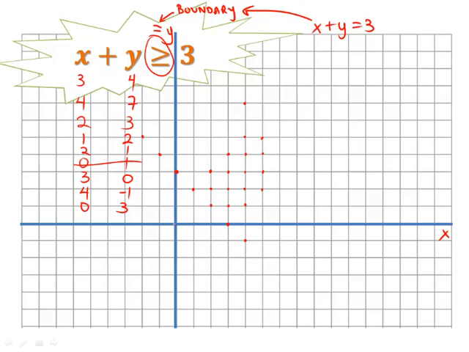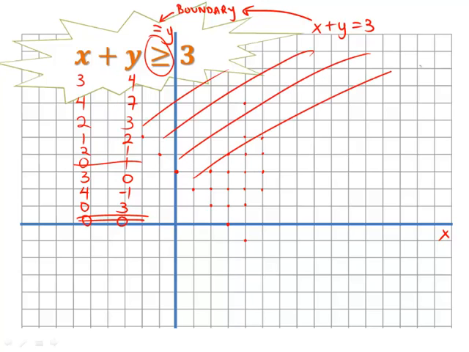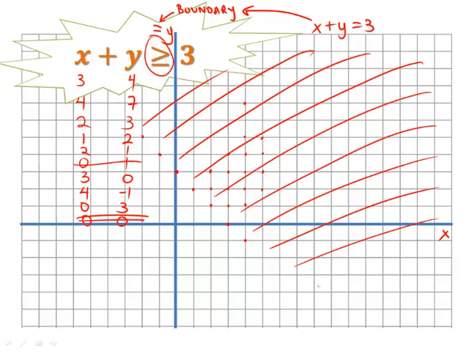Now, if you choose a point outside of the region that works, is it going to work? 0 plus 0, does that satisfy being greater than or equal to 3? No, it doesn't. So none of these points on this side of the boundary work. However, all of the points on this side seem to be satisfying our relationship. Pick some random points anywhere in this shaded area and see if they work. Now the boundary seems to look like this.